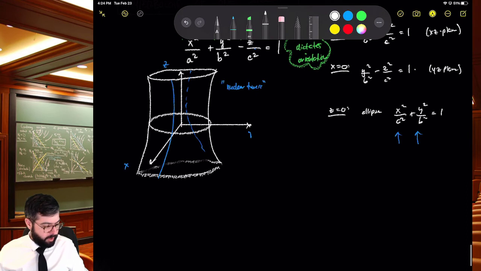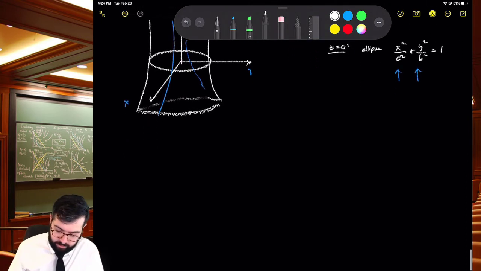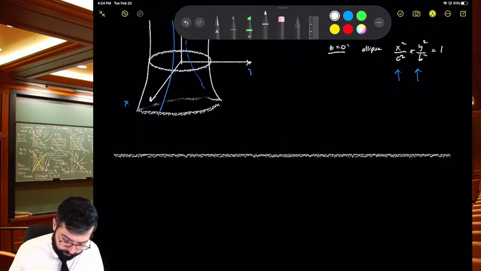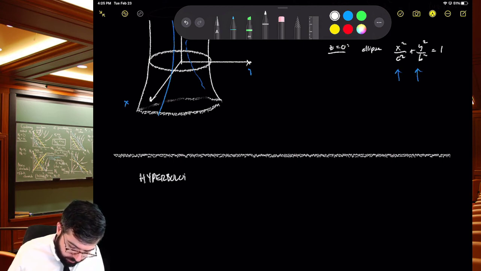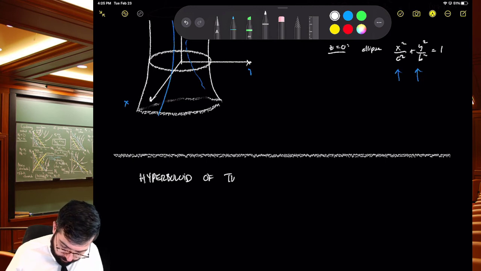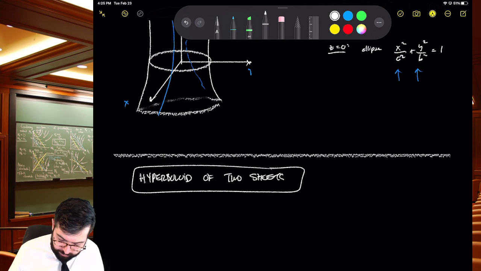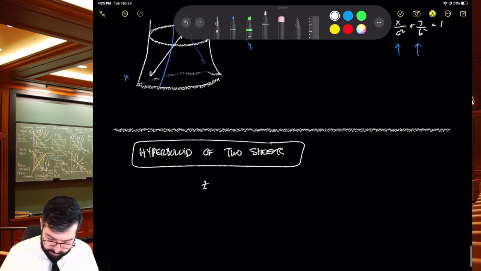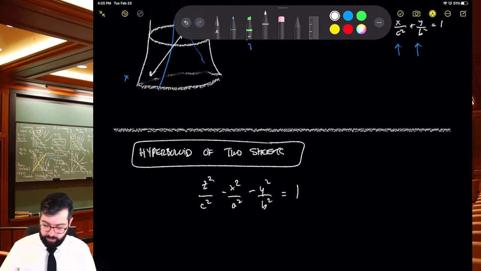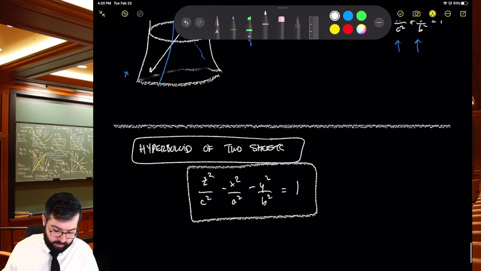Awesome. It says a hyperboloid of 1 sheet. So a hyperboloid of 2 sheets then is going to have this form: z squared over c squared minus x squared over a squared minus y squared over b squared. So you see the x and y are both negative here.